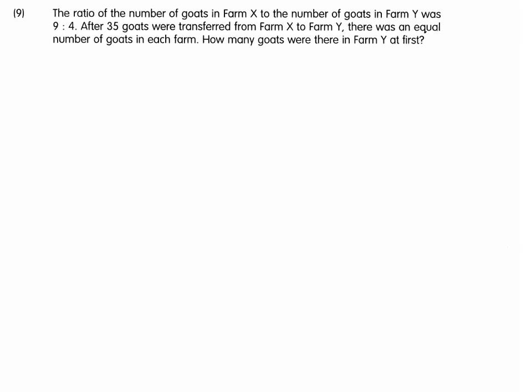Okay, next question. The ratio of the number of goats in farm X to the number of goats in farm Y, so X is to Y, is 9 is to 4. After 35 goats were transferred from X to Y, so this is my before and my after, there was an equal number of goats in each farm. That means X is to Y, equal number means what? 1 is to 1, right?